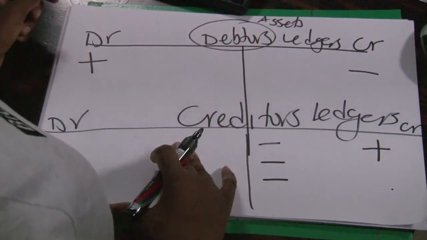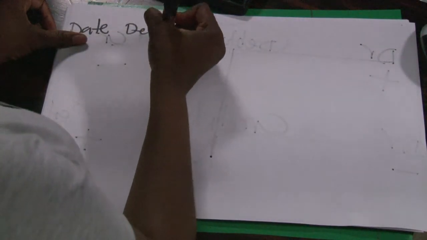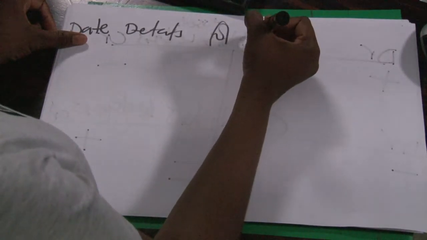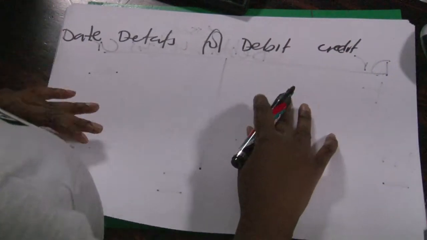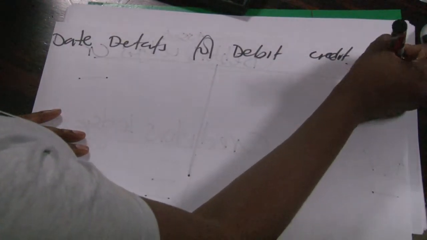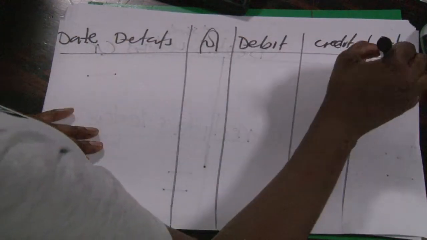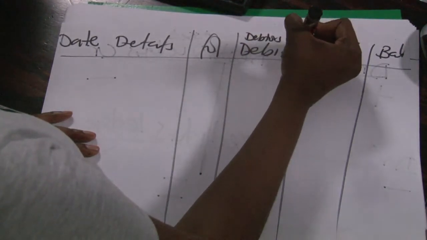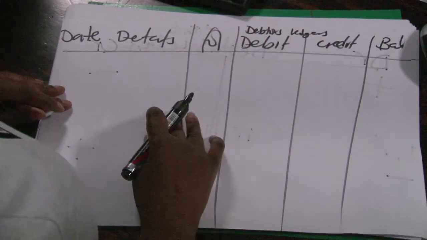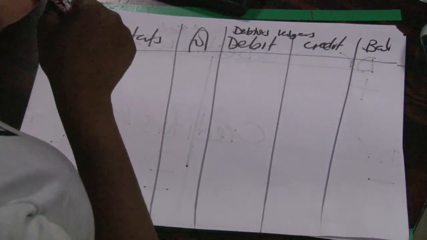Okay, then the next example is the running balance account. This one, you just write the date, details, folio number, debit, credit, and the balance. Okay, this is almost the same as the T account, but here, let's say for example, this is a debtors ledger. Okay, so Selma bought goods on credit from us.